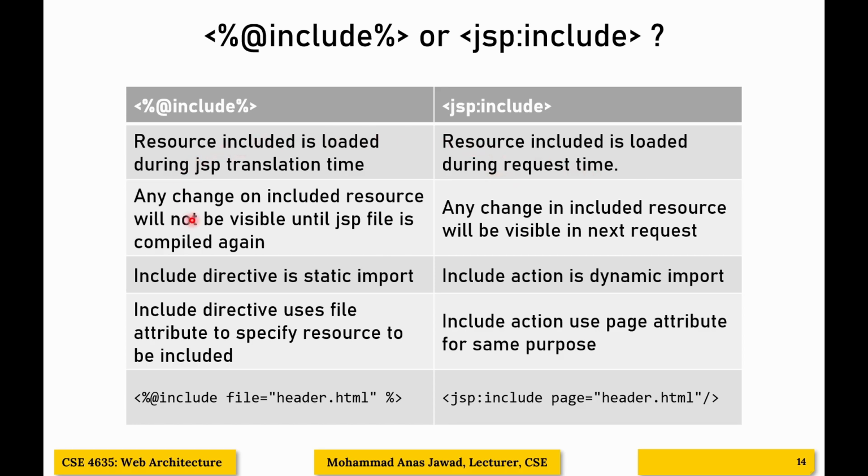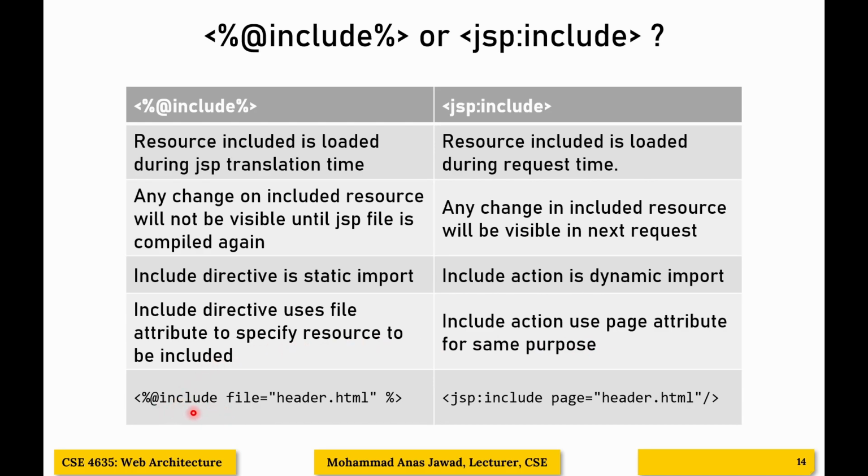And so any change on the included resource will not be visible until the JSP file is compiled again in case of the include directive. However, the change in the included resource will be visible in the next request in case of the include action tag. Now, the include directive is a static import, whereas the include action is a dynamic import. The include directive uses the file attribute to specify the resource to be included. On the other hand, the include action tag uses the page attribute for the same purpose.